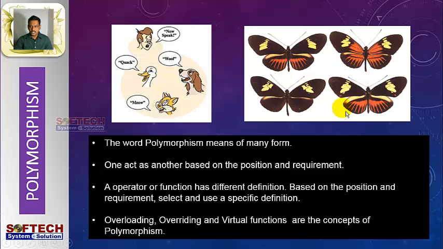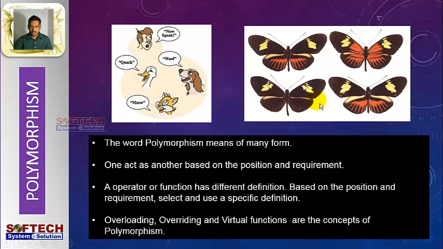So this is a butterfly. This diagram consists of four butterflies. Each butterfly has a different design, but the common name is butterfly. Based on the property, we can select the butterfly. Based on the position and requirement, we can access the butterfly.